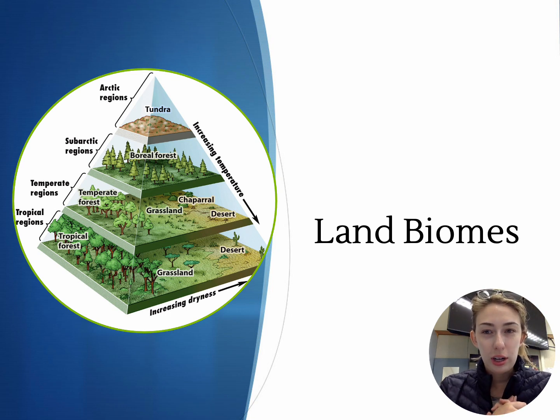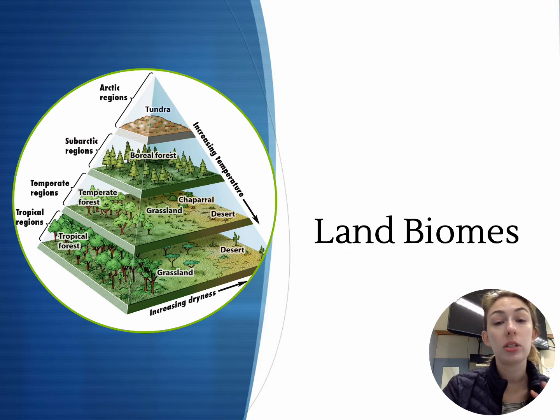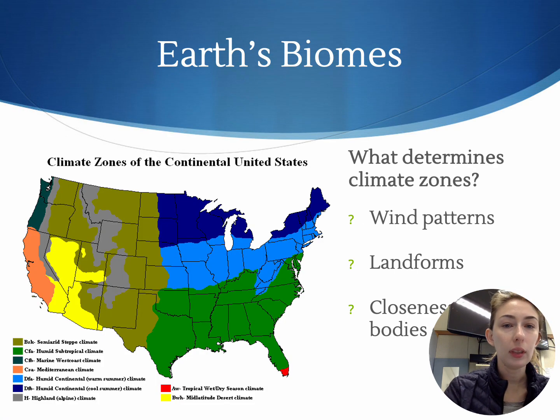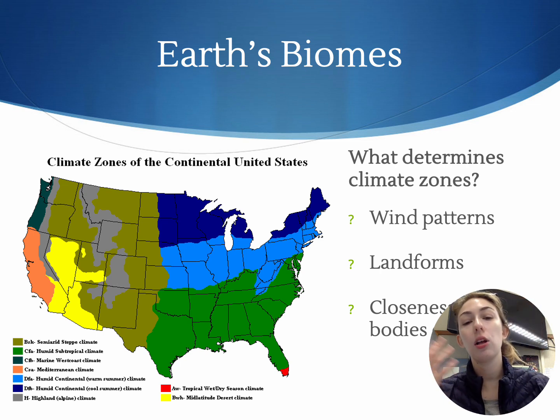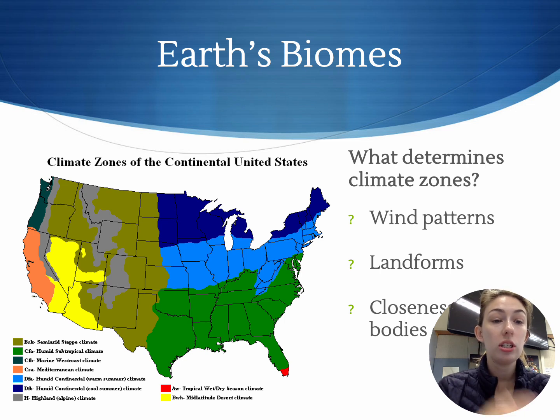Now, to start, land biomes. So these are only going to be biomes occurring on land. We are going to go over water biomes at the end of the PowerPoint. So, again, Earth's biomes are going to be divided by wind patterns, landform, and closeness of bodies of water. So the different climate zones that you have are affected by this.